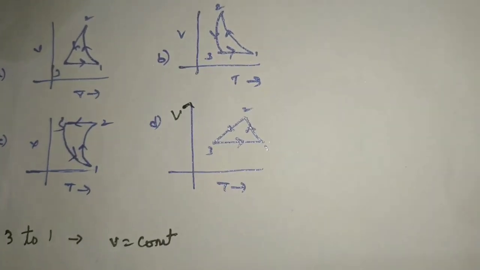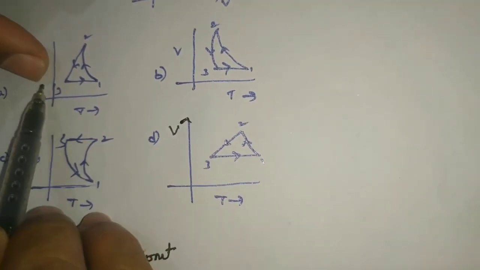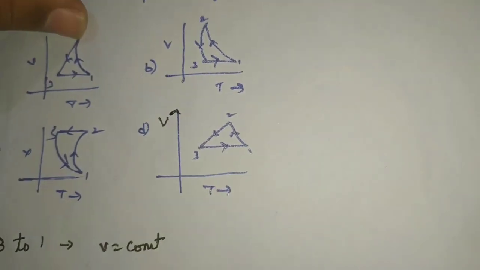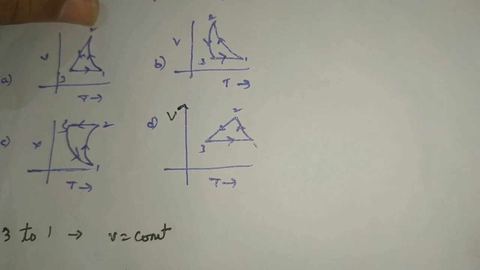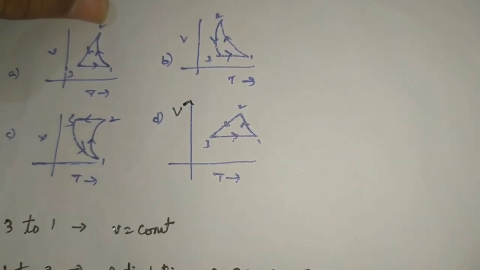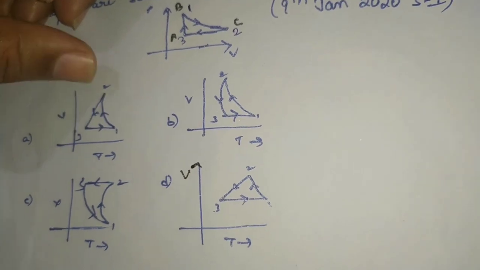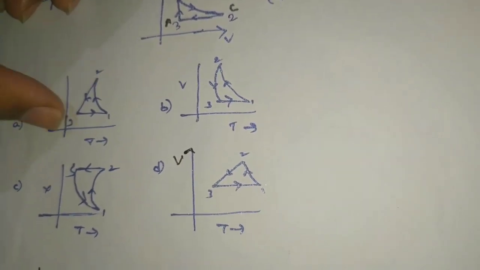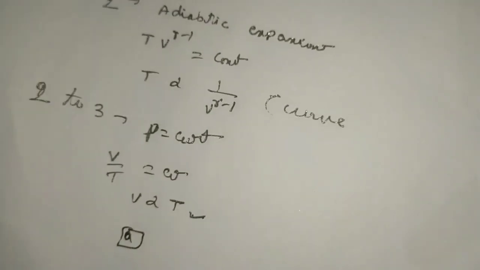Once again, let us consider from 3 to 1 process, volume is constant. So, here volume is constant. 1 to 2 adiabatic compression, as volume increases temperature decreases in curved form, and for 2 to 3 the pressure is constant. Pressure is constant means the volume-temperature graph should be a straight line. So, everything is satisfied in option A. So, option A is correct for the volume-temperature graph.